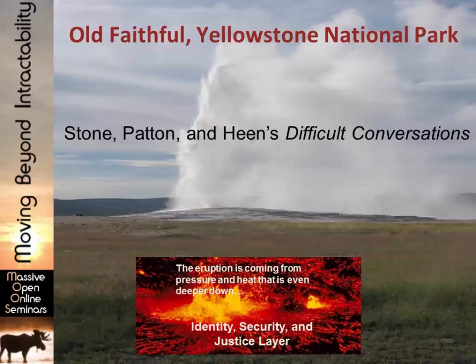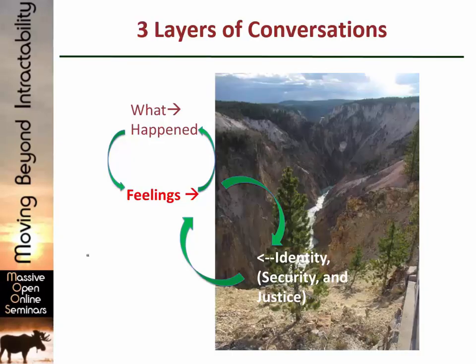I add in security and justice because I think attacks on a person's sense of security and treating people unjustly can also lead to the same sort of explosion that attacks to identity will lead to. So we spend an entire week talking about how you can identify and deal with attacks to identity, security, and justice in order to indeed control or at least understand the feelings layer and then have influence on the what happened layer. So the influence goes both ways, from the bottom to the middle to the top, and then back down again in cycles.